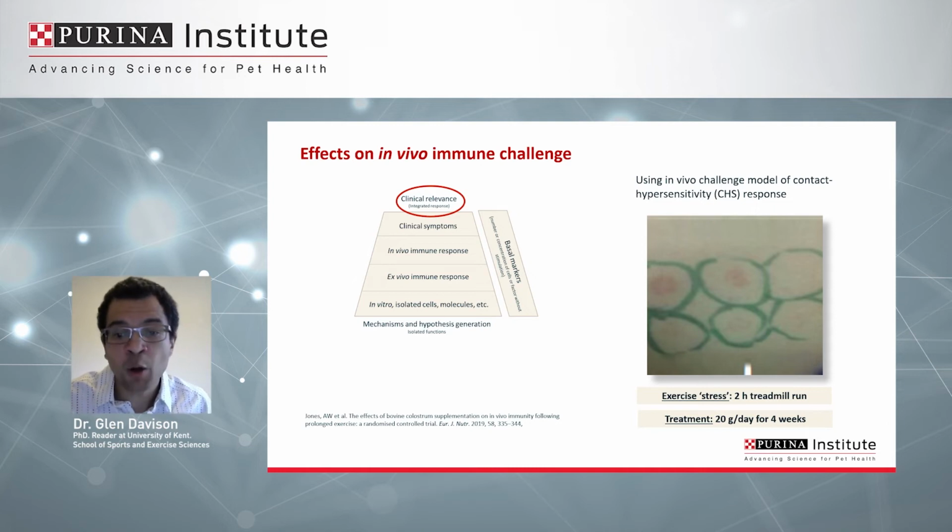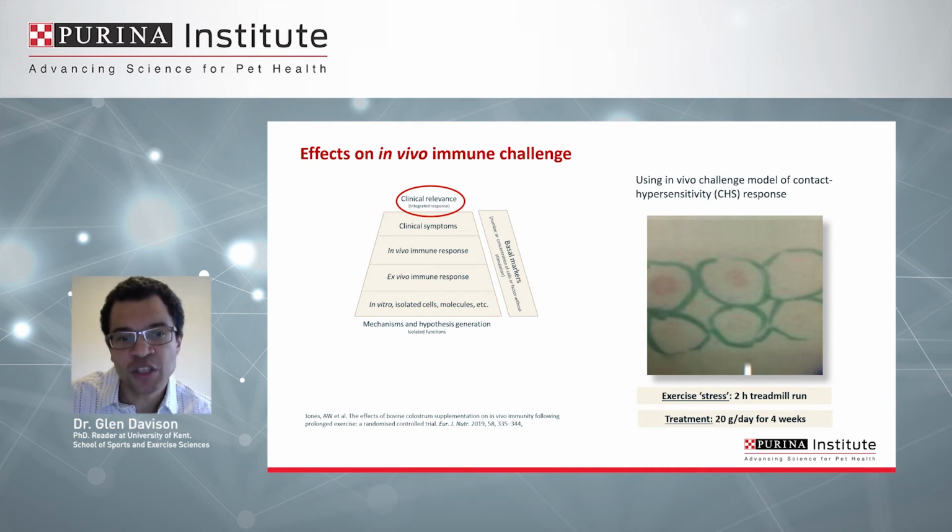value. And with our exercise stress model, we have implemented such a test, which we would consider to be of clinical relevance and gives a good representation of this integrated response, which is considered high value. And the model that we've used here, again, is the exercise stress model, whereby we have individuals undertaking a physical stressor. So this is 2 hours of treadmill running in this particular example. And before that single stress event, so this is an acute stressor, they were consuming daily bovine colostrum supplements at 20 grams per day for 4 weeks.